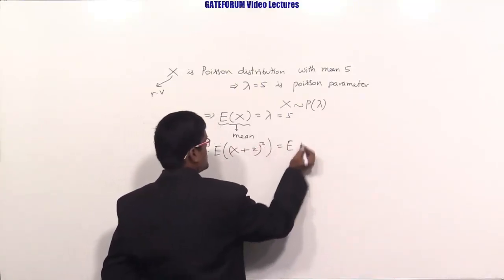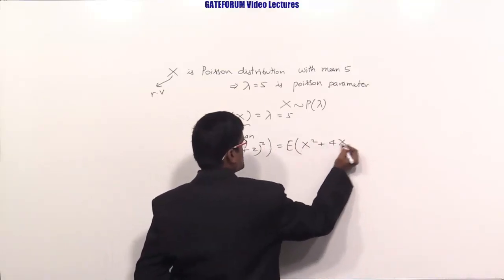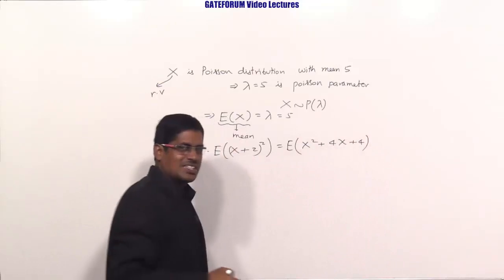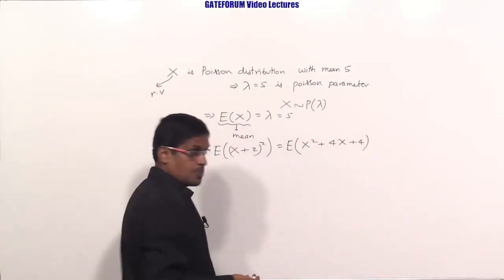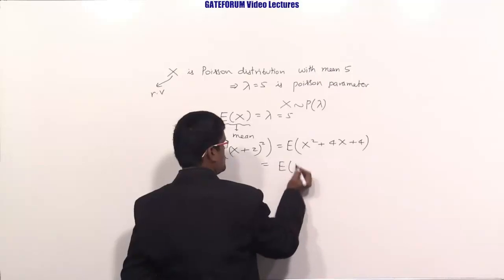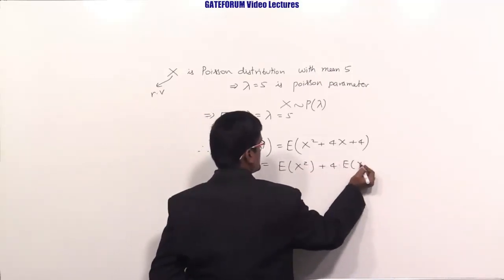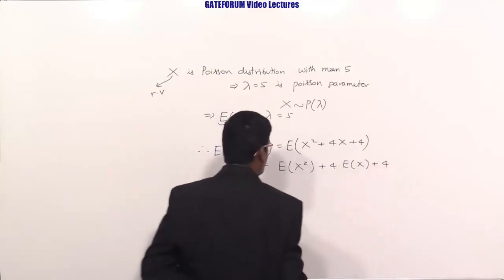So using the algebraic identity, (a plus b) square is a square plus 2ab plus b square. Expectation has the linearity property, that means the expectation operator is linear. So this simplifies to E of x square plus 4 times E of x plus the expectation of the constant, which is 4.